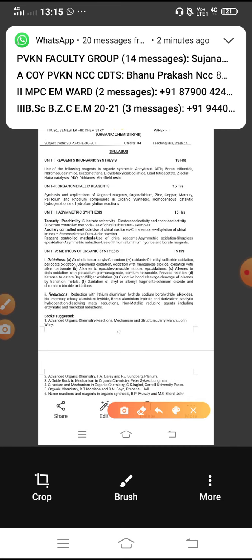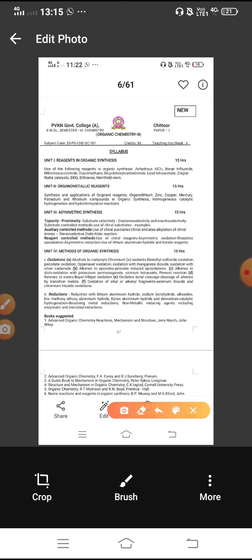So we have chromium oxidants. Next are dimethyl sulfoxide oxidation, silver carbonate, alkenes to epoxide, peroxide-induced epoxidation. So in the next class, tomorrow's class, later we will discuss methods of organic synthesis, overall reagents, and which reagent is used for which purpose. So in reduction also.